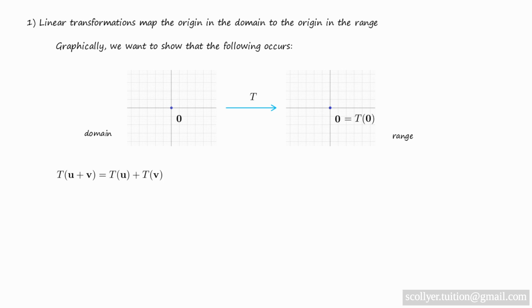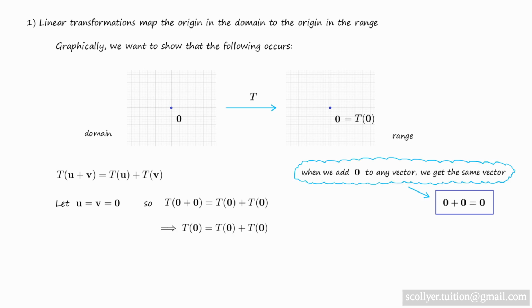And we use the fact that if T is a linear transformation, then T of u plus v equals T of u plus T of v, and that must be true for all u and v in the domain of T. So we let u equal v equal 0, so that T of 0 plus 0 equals T of 0 plus T of 0, and we note that 0 plus 0 equals 0.